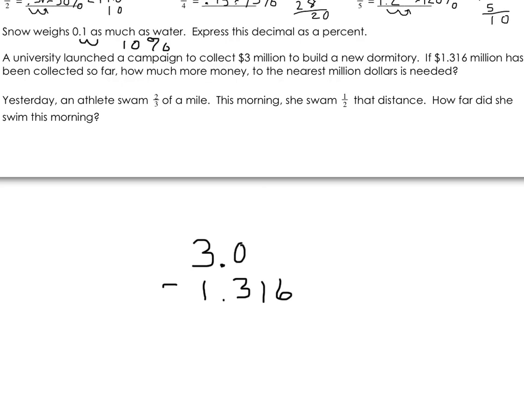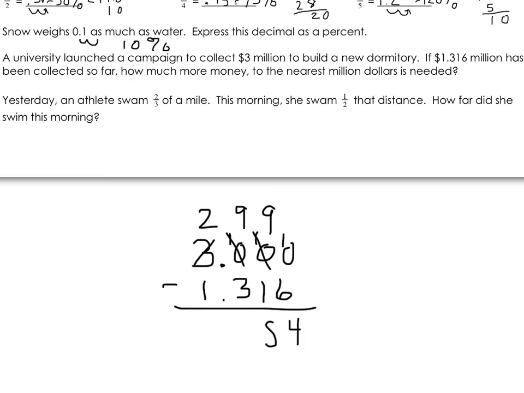We want to line up our decimals, add some zeros. And now we're going to have to borrow. You can think of that 3 as a 2 and make that a 10. Borrow from the 10, we'll have 9, and we'll have 10. So 10 minus 6 is 4, 9 minus 1 is 8, 9 minus 3 is 6, and 2 minus 1 is 1. So how much do we need? We need 1.684 million.